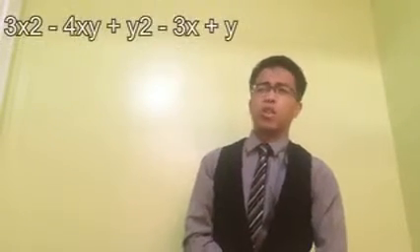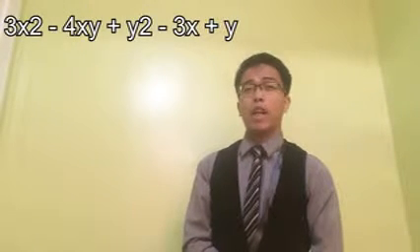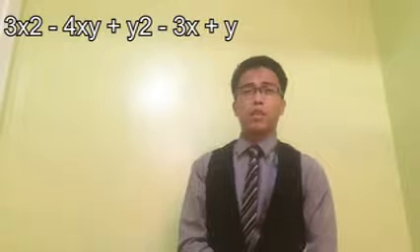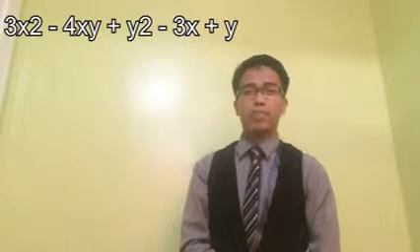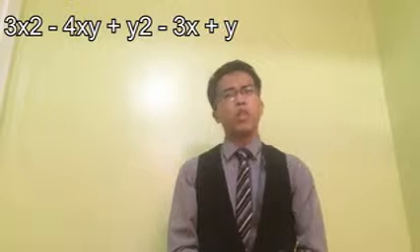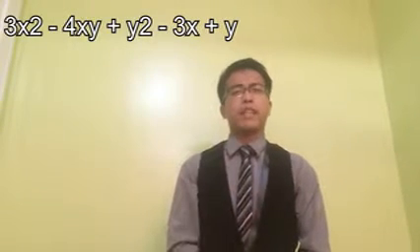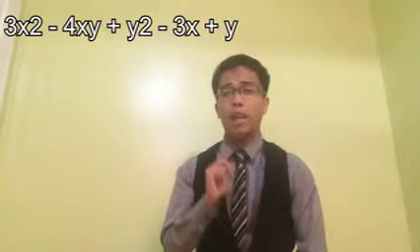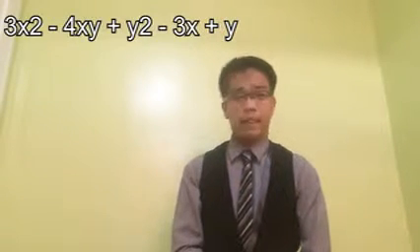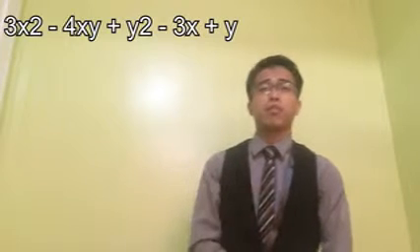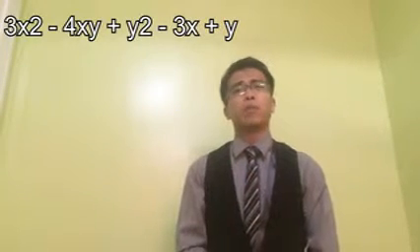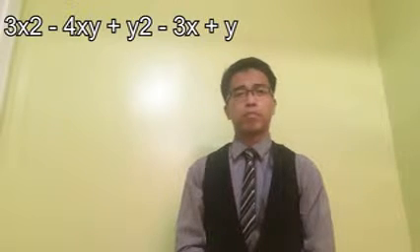Now, in our first example, we only had 4 terms, or 2 binomial groups. What if we need to find a trinomial and a binomial group? How will you solve it? For example, 3x squared minus 4xy plus y squared minus 2x plus y. In this expression, we have 5 terms. It may look difficult, but I'll tell you this, it is not. Just the same as the previous example, let's follow the steps of factoring by grouping.